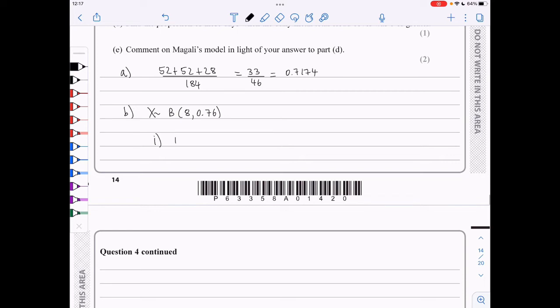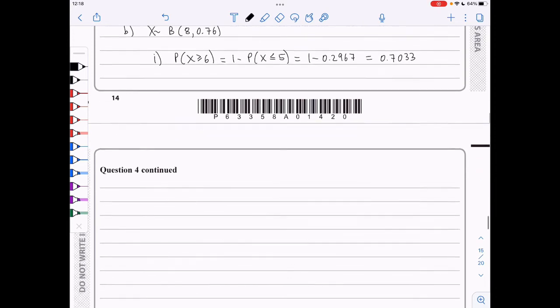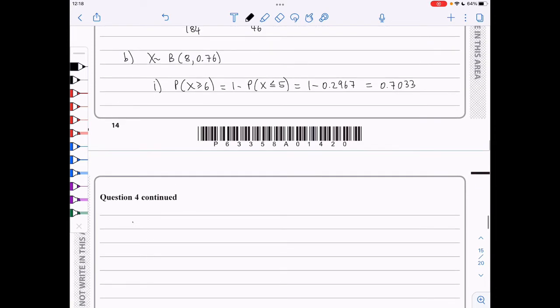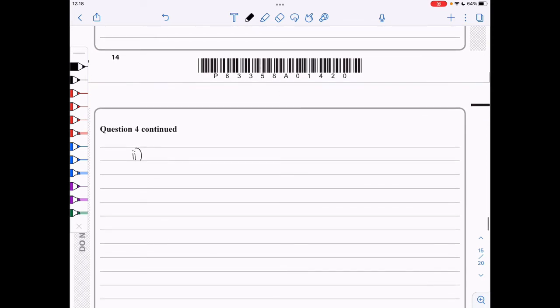And for part I, the probability of x being greater than or equal to 6 is 1 minus the probability of x being less than or equal to 5. My calculator is giving me the probability of x being less than or equal to 5 as 0.2967. So the answer is 0.7033.